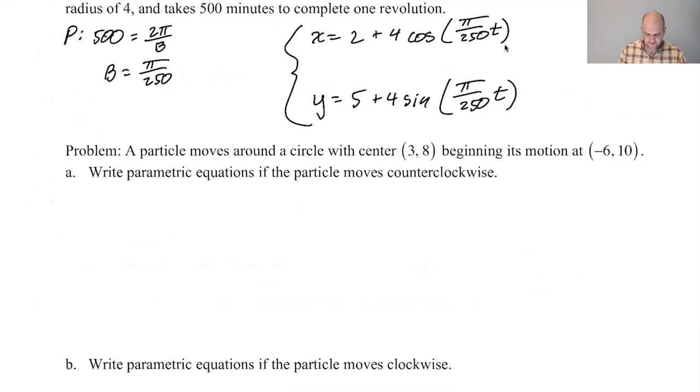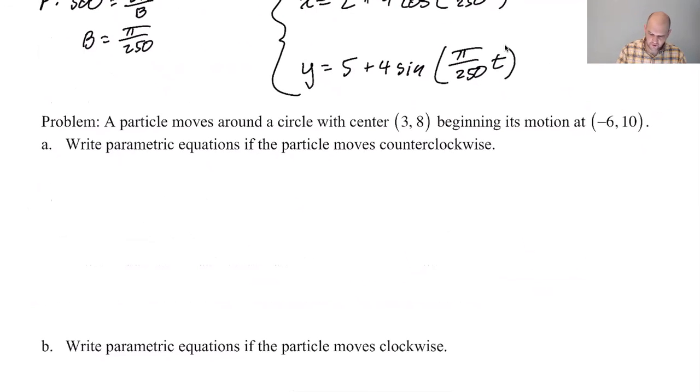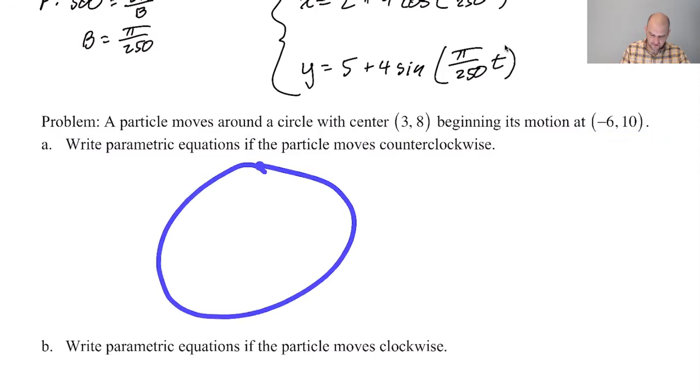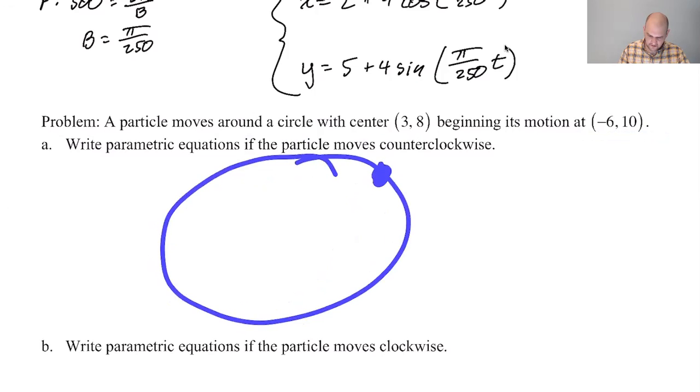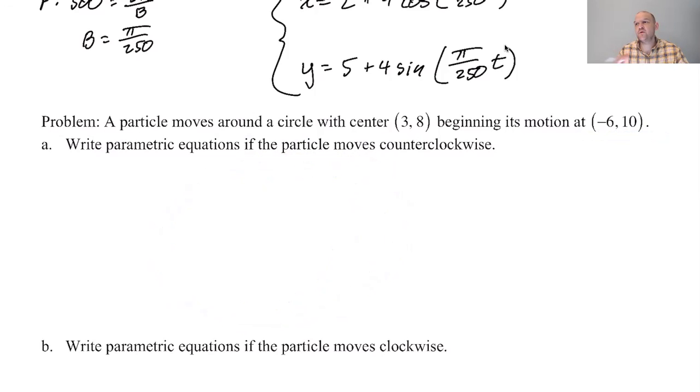Let's try this next problem. It's a little different, possibly more interesting. A particle moves around a circle with center (3, 8), beginning its motion at (-6, 10). This is different. Instead of having a circle and starting like here or here, north, south, east, west, we have a circle and we're going to start at some odd point, not one of the cardinal directions.